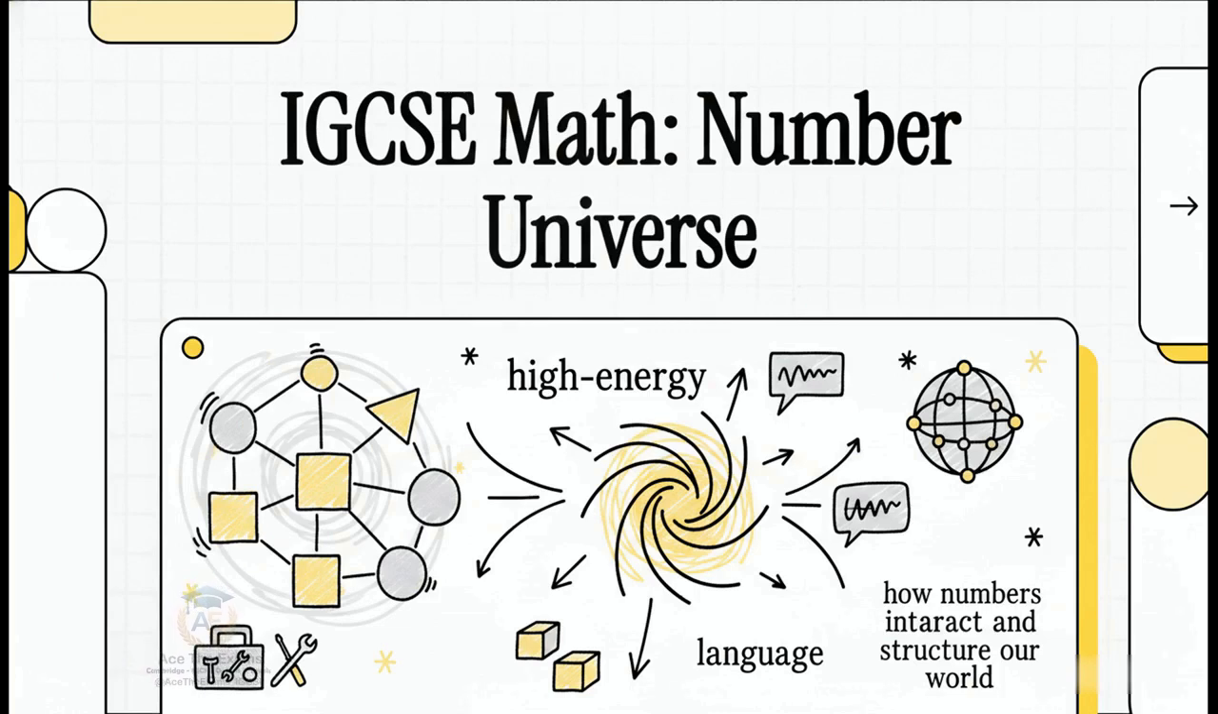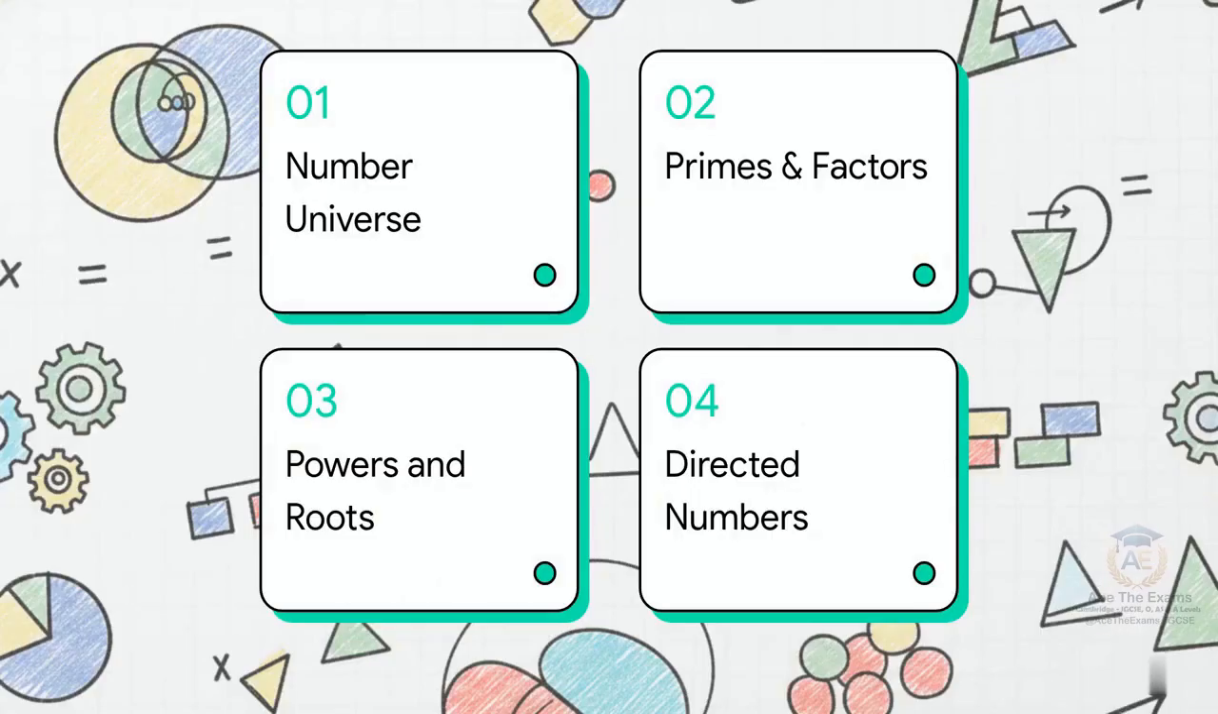In this explainer, we're breaking down the core vocabulary and those specific sets of numbers that are absolutely critical for your success. We aren't just going to sit here memorizing dry definitions. We're actually going to visualize how numbers interact and literally structure our world. So let's get started. Okay, let's dive into this.